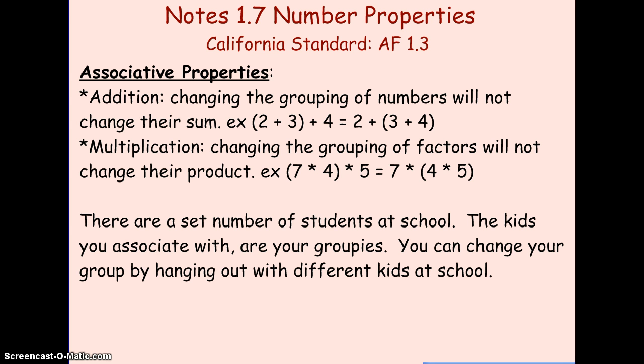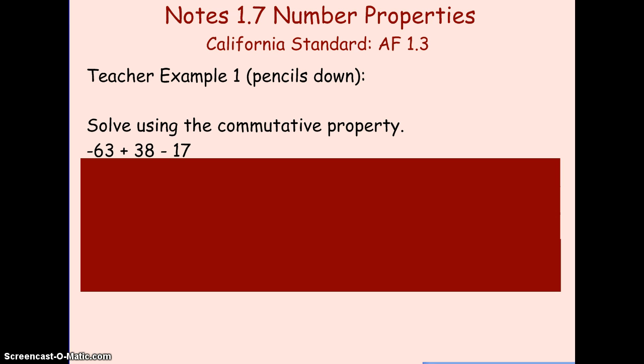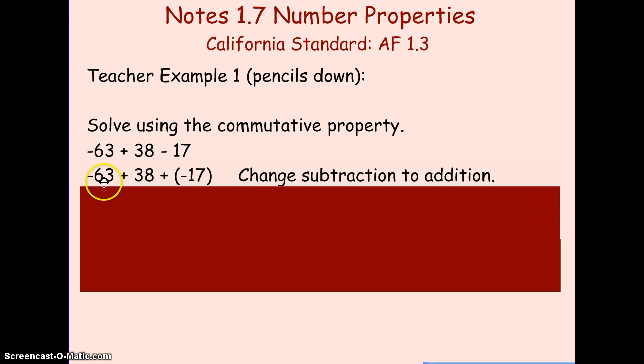Okay, let's go ahead and practice some of these. Teacher example 1, solve using the commutative property. Now, if it tells me to solve using the commutative property, that means I must use the commutative property, meaning I must change the order. So what I want to look at is I've got addition and I've got subtraction. So the first thing I need to do is make sure I have all addition so that I can use this property, because remember, this only works with addition and multiplication, not subtraction or division.